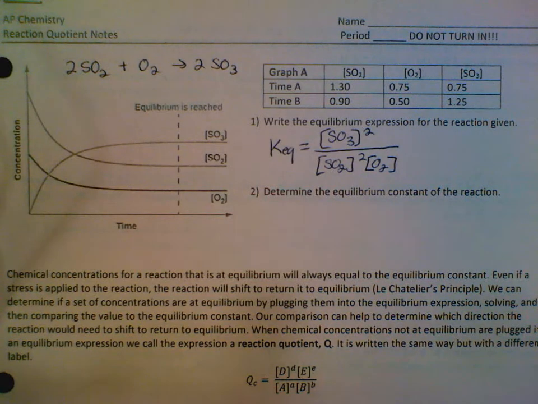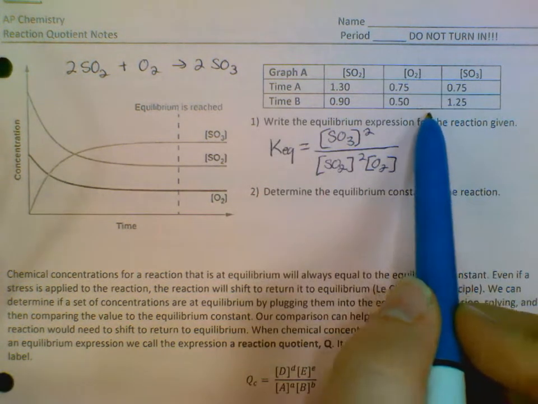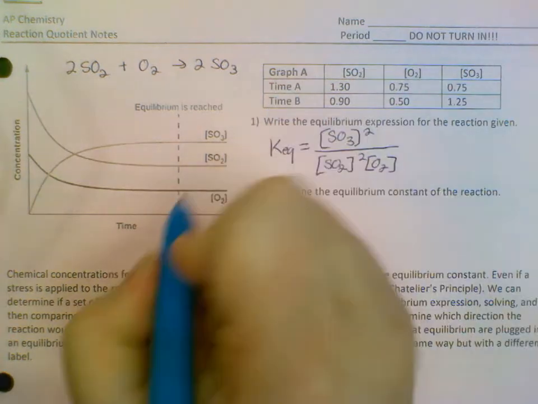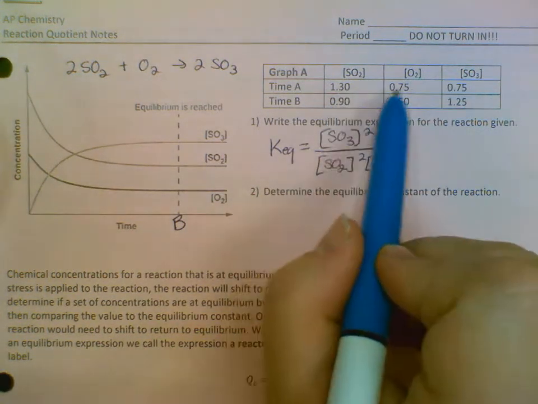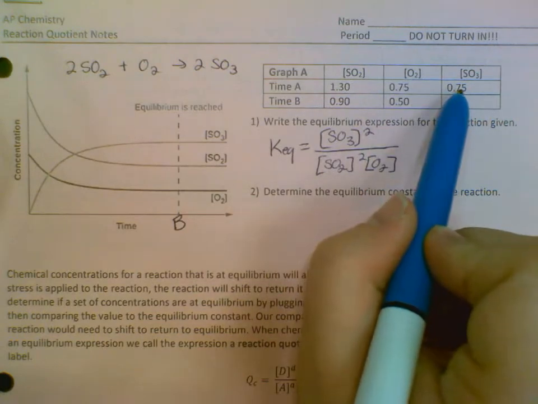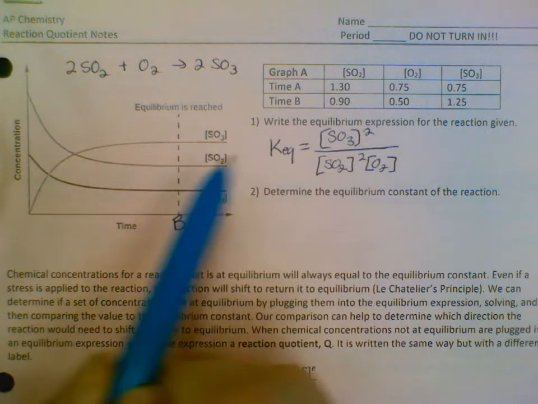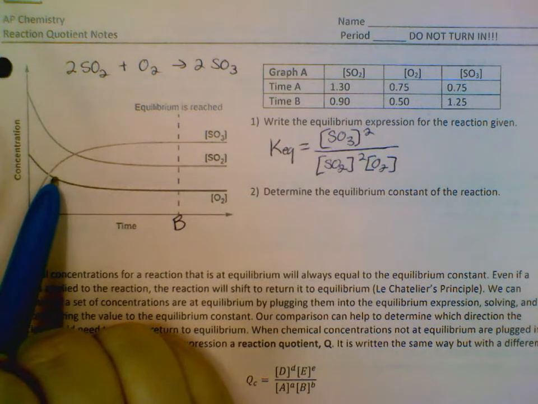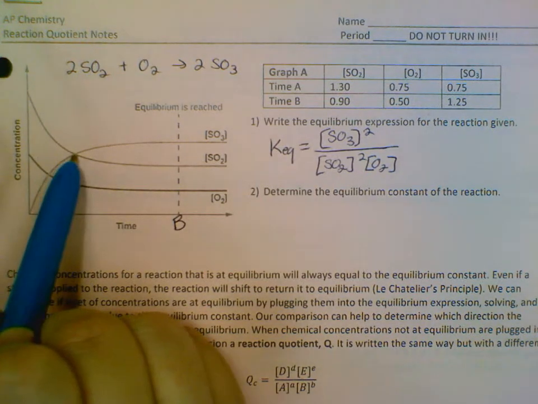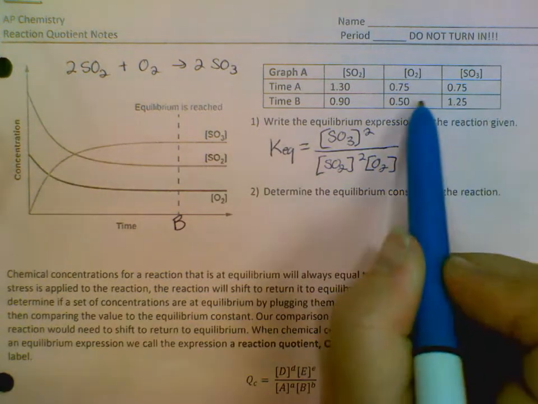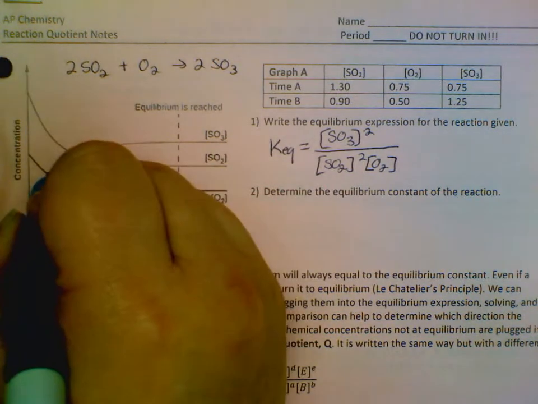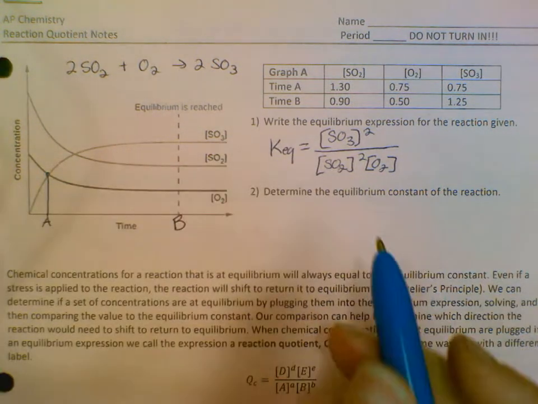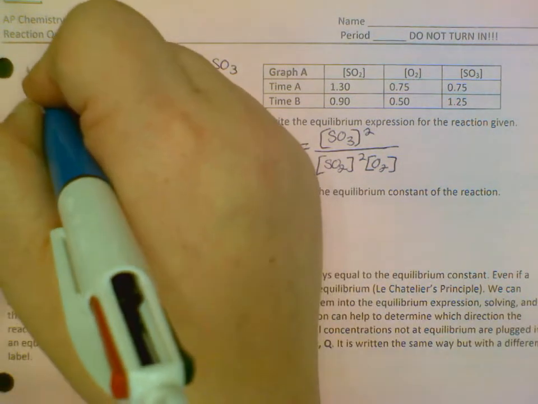I forgot to label all of this information on here with our concentrations. So our time B is actually here, and our time A is when these two are equal, SO2, O2 and SO3 when they're equal. Here we go. So this is time A. Sorry about that. Figure this out.